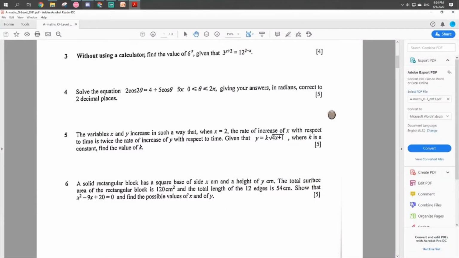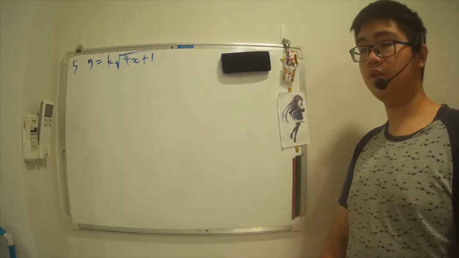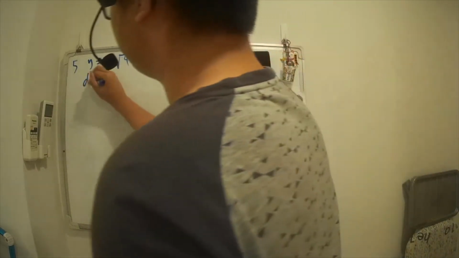Question 5. The variables x and y increase in such a way such that when x is equal to 2, the rate of increase of x with respect to time is twice the rate of increase of y with respect to time. Given that y is equal to k times square root of 4x plus 1, where k is a constant, find the value of k. So we have this, so we need to find dy dx.